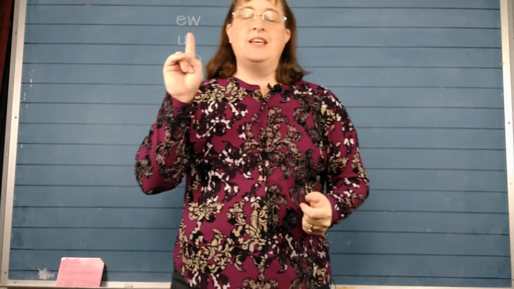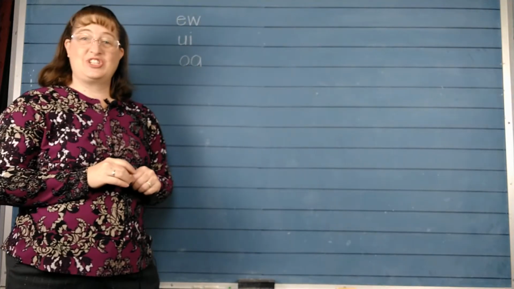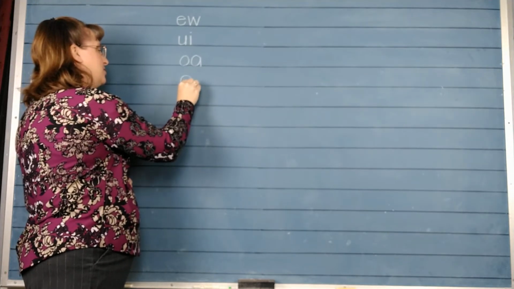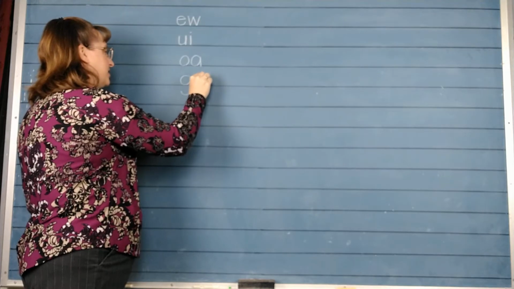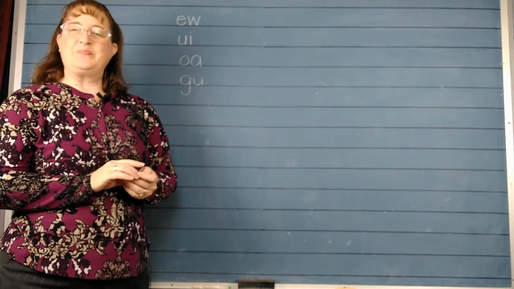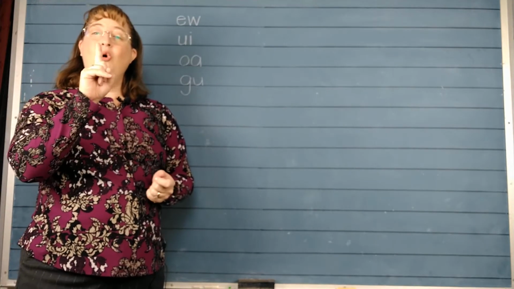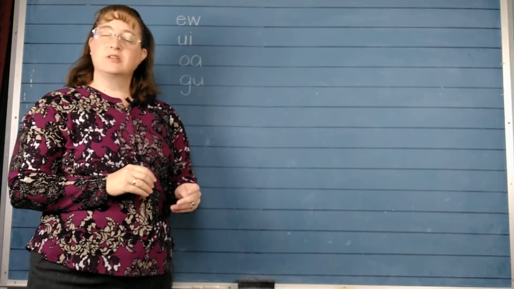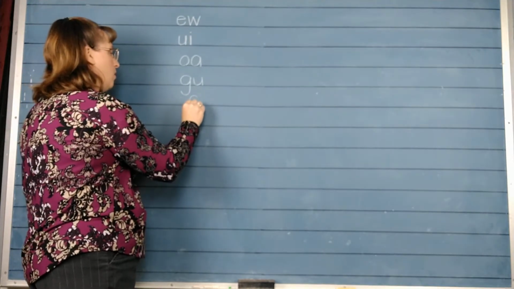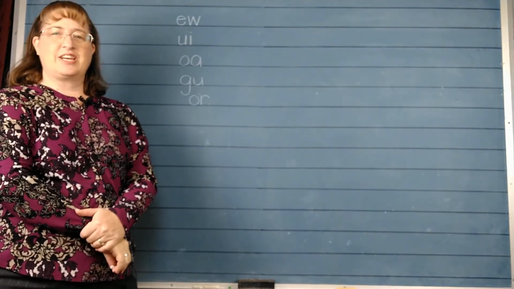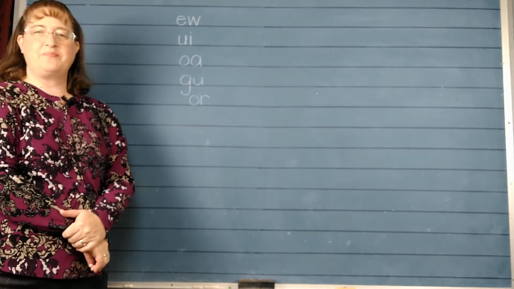Good. G. This is our two-letter G. Write it on your paper and say G. Good. Or. Say it. Or. Do you remember what or looks like? Can you write it on your paper? Check yours with mine and make sure they look the same.